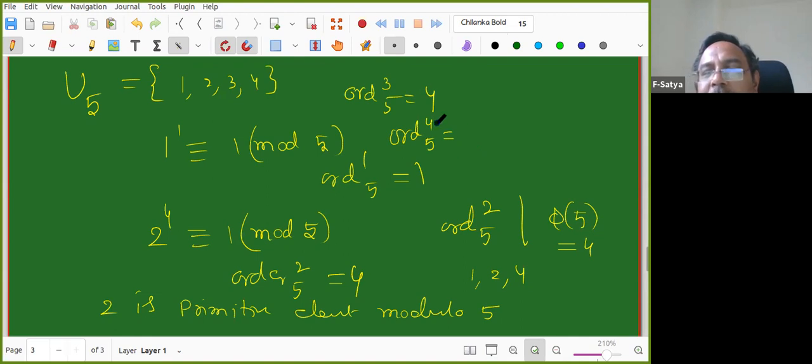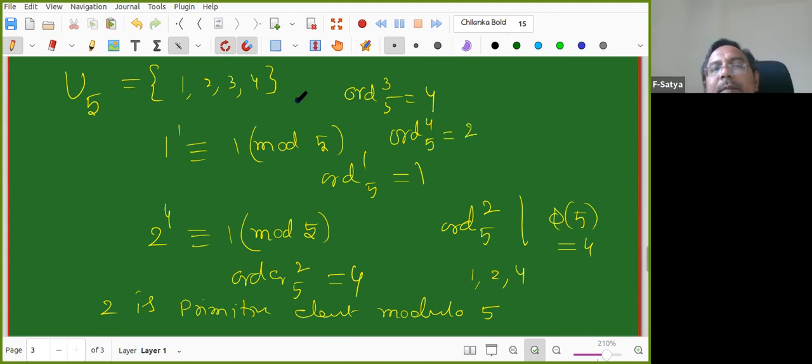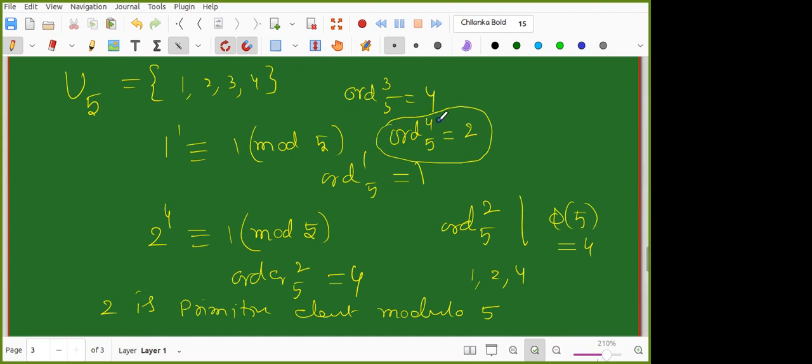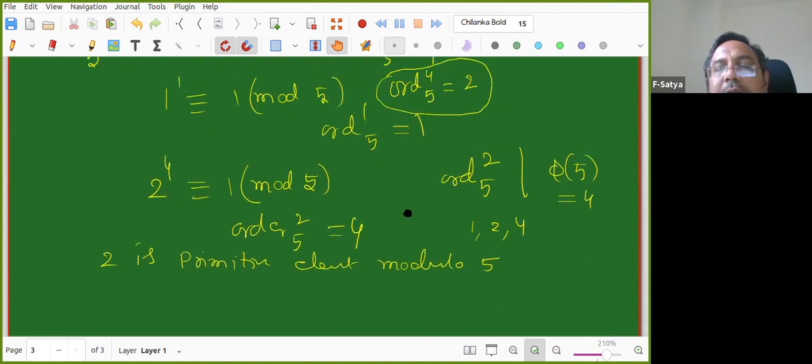Anyhow, sorry. What is the order of 4 modulo 5? That would be 2, right? Because 4 is nothing but minus 1. So this is 2, so this is not a primitive root. But 2 divides phi of 5.